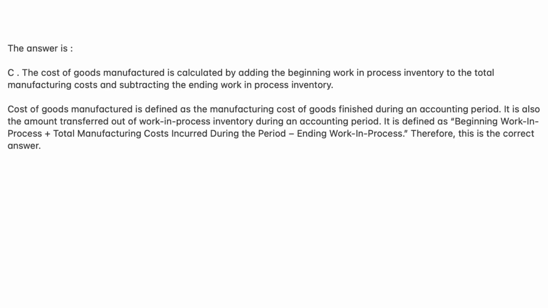The answer is C. The cost of goods manufactured is calculated by adding the beginning work in process inventory to the total manufacturing costs and subtracting the ending work in process inventory. Cost of goods manufactured is defined as the manufacturing cost of goods finished during an accounting period. It is also the amount transferred out of work in process inventory during an accounting period. It is defined as beginning work in process plus total manufacturing costs incurred during the period minus ending work in process. Therefore, this is the correct answer.